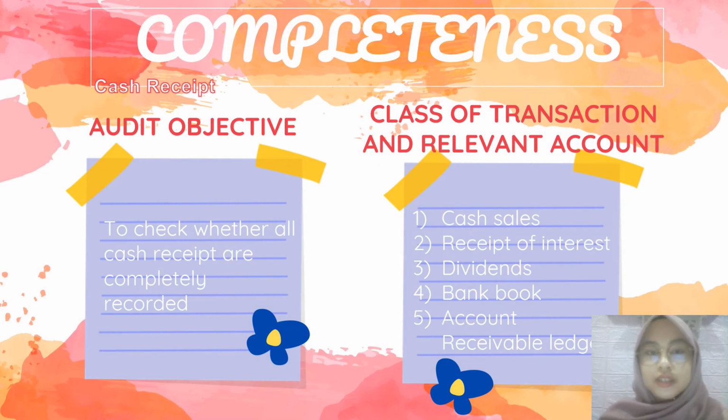Okay, for cash receipts completeness, what is the audit objective? The audit objective is to check whether all cash receipts are completely recorded, and for the class of transaction and relevant account, it includes cash sales, receipt of interest, dividends, bank book, and account receivable ledger.